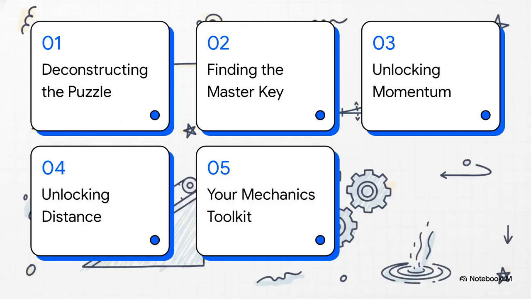Here's the game plan. First, we'll just figure out what the problem is actually describing. Then, we'll find the one key physics idea we need to crack this thing open. After that, we'll solve part A for momentum, then part B for distance, and to finish up, we'll pack all this into a little toolkit you can use for any problem like this.